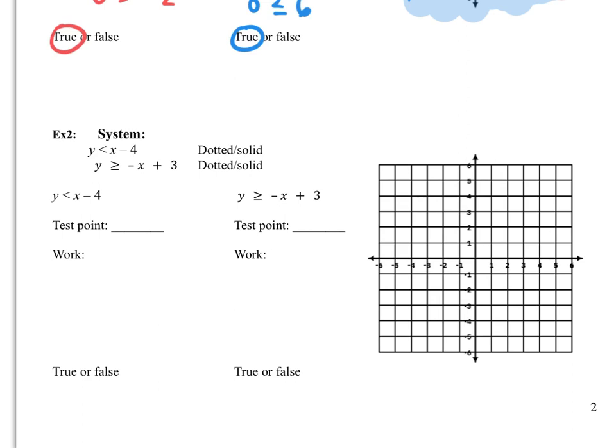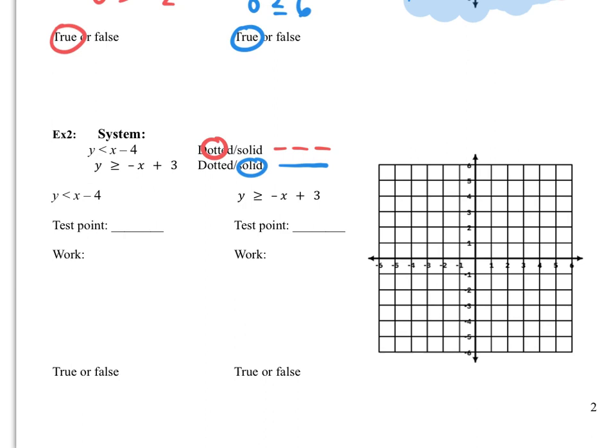For example 2, I'll start by graphing the first equation, and then you can do the second one. That's when we'll pause. So again, I want to start with solid versus dotted. I notice that this is less than, so that's going to be dotted. And then my other one is greater than or equal to, so that's going to be solid. So I want to make sure I use those types of lines.